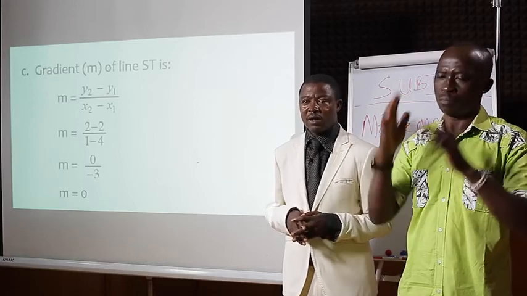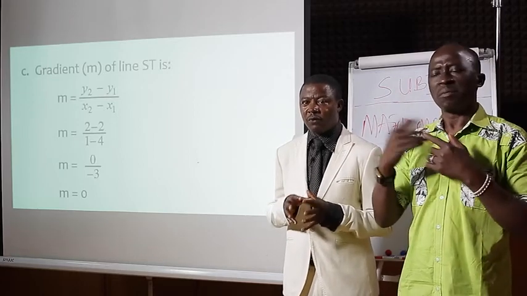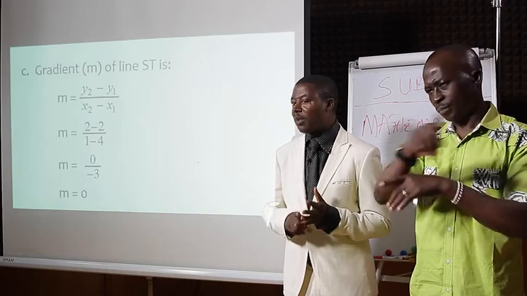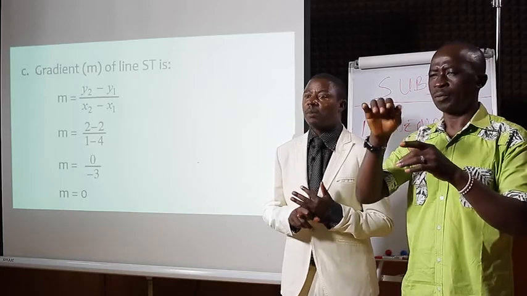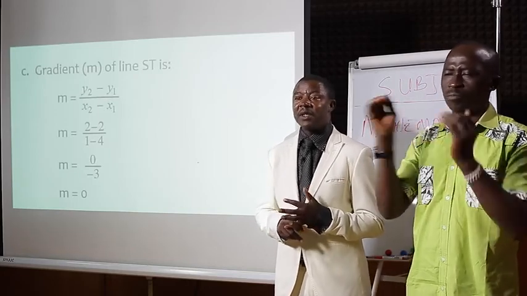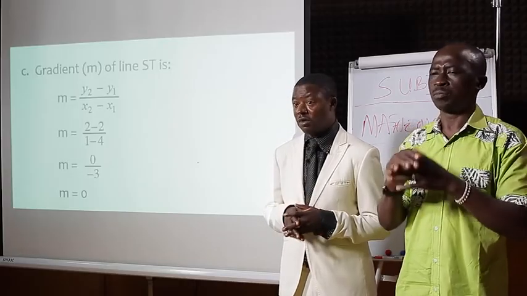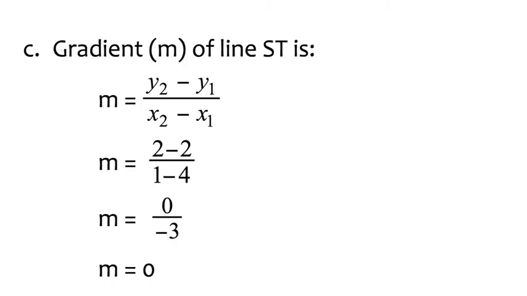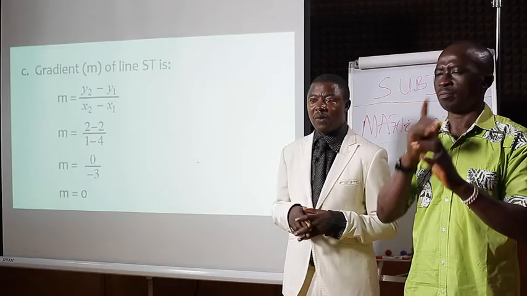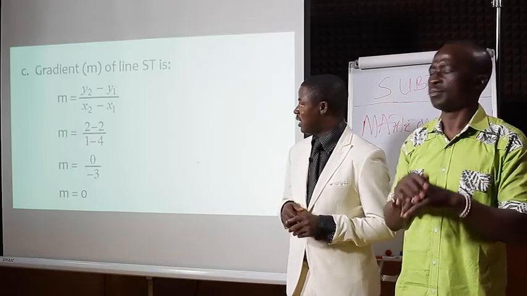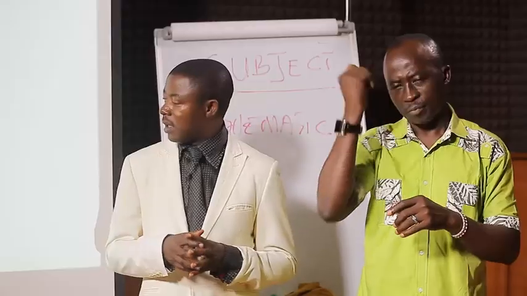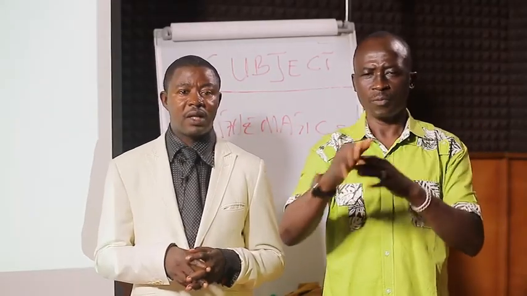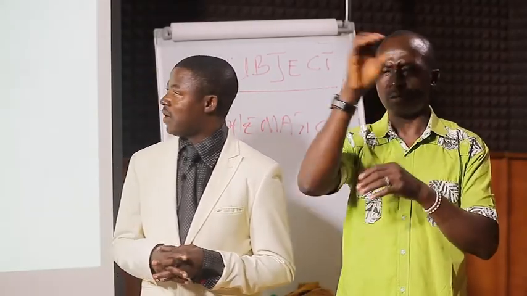Student, take note: we have earlier informed you that the denominator must not be equal to 0. But there are cases where you find the numerator to be 0. So in this case, 2 minus 2 is 0, which is the numerator, divided by minus 3. Therefore, our gradient is 0, since 0 divided by minus 3 is 0. That's our gradient.